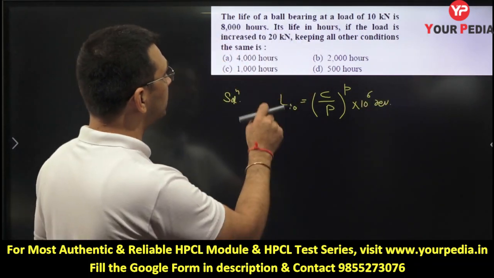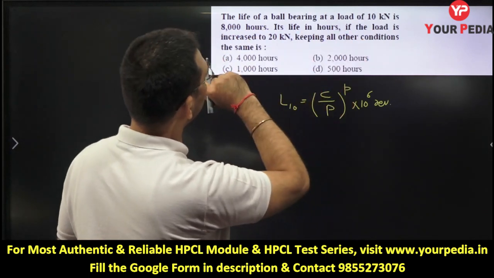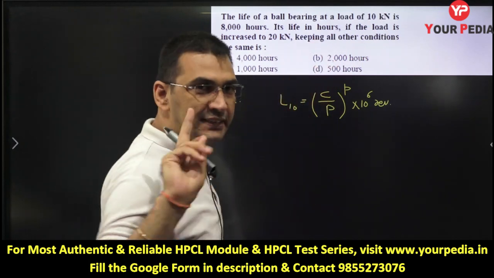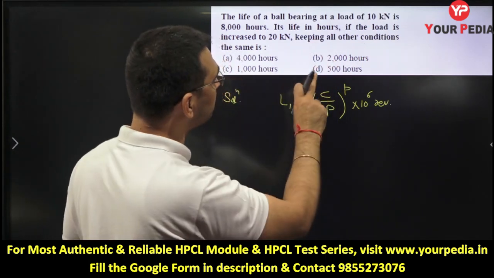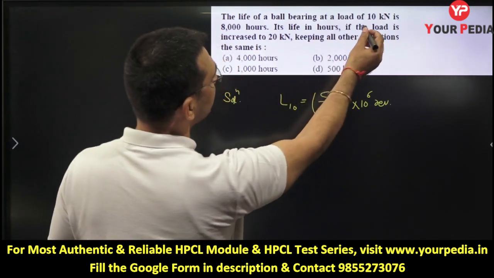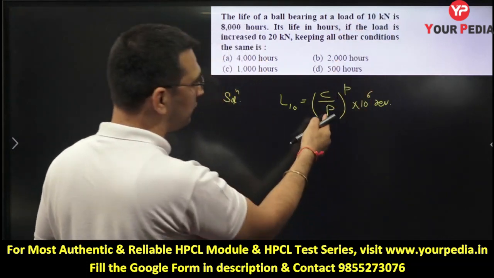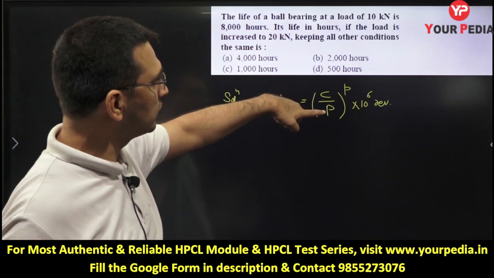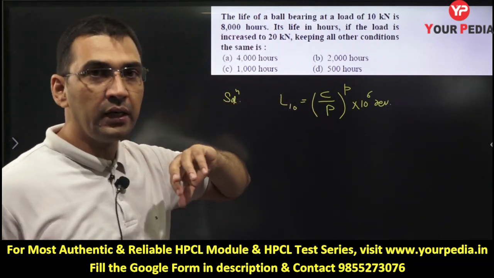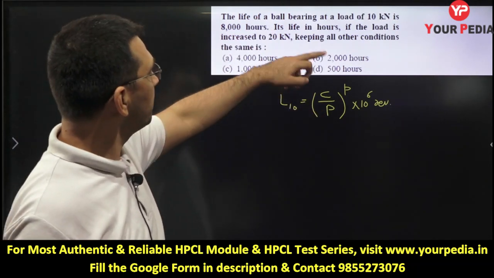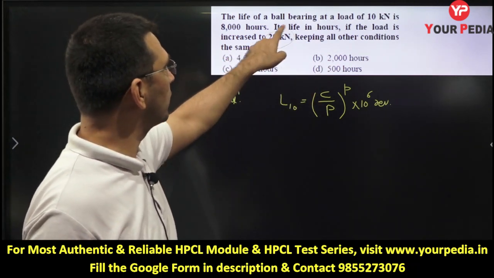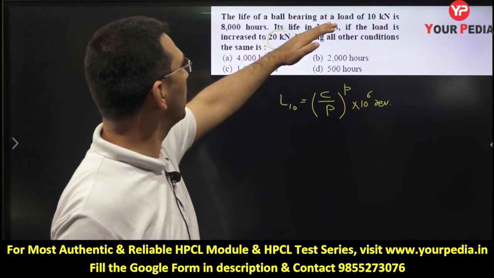Now, what I am doing is, the bearing is the same, but it is getting subjected to different loads. Initially, it is subjected to 10 kN, which means the equivalent load P becomes 10 kN, and at a later stage, it is subjected to 20 kN. Keeping other conditions the same, what is the life in hours? So when I operate at 20 kN, what will the life be?